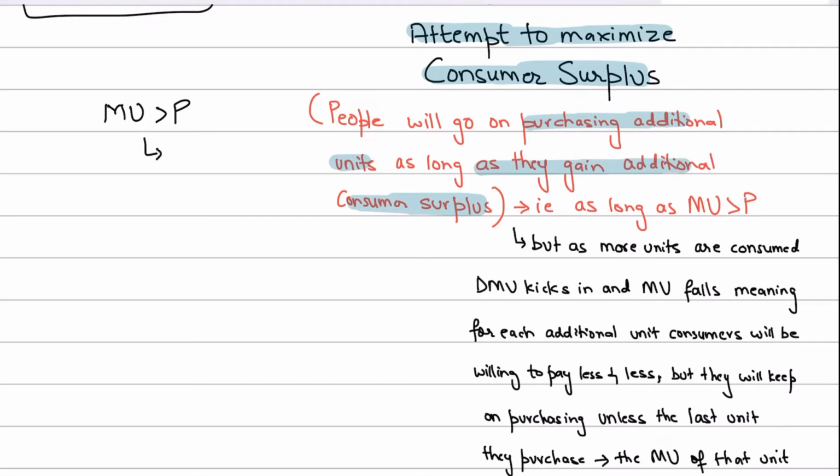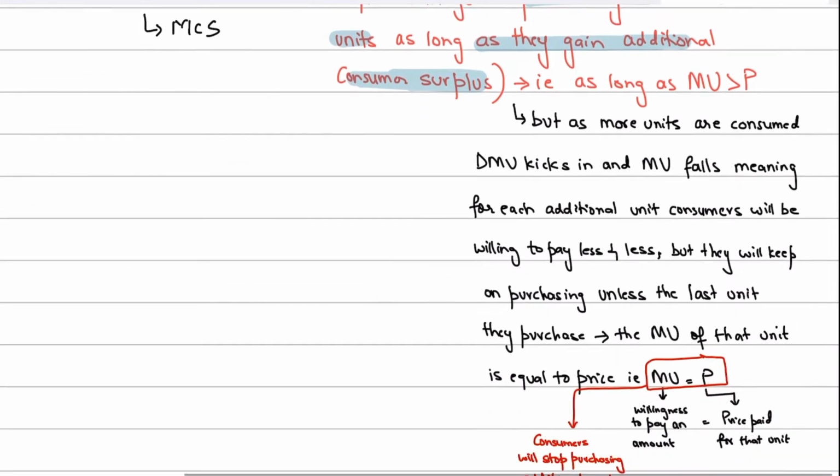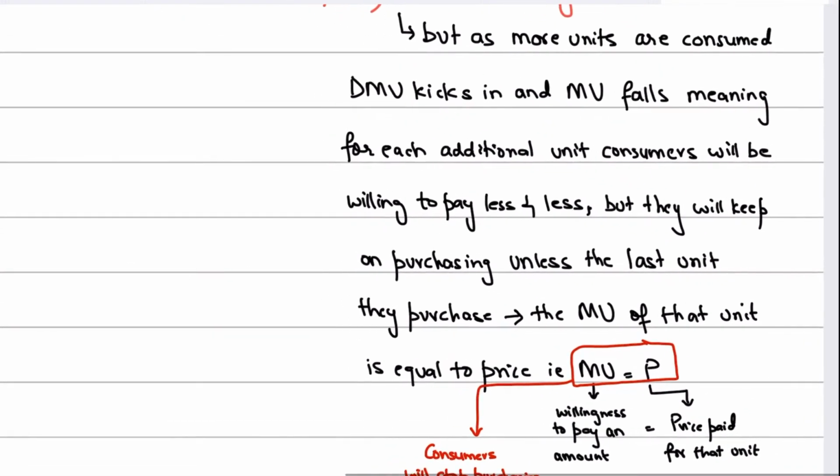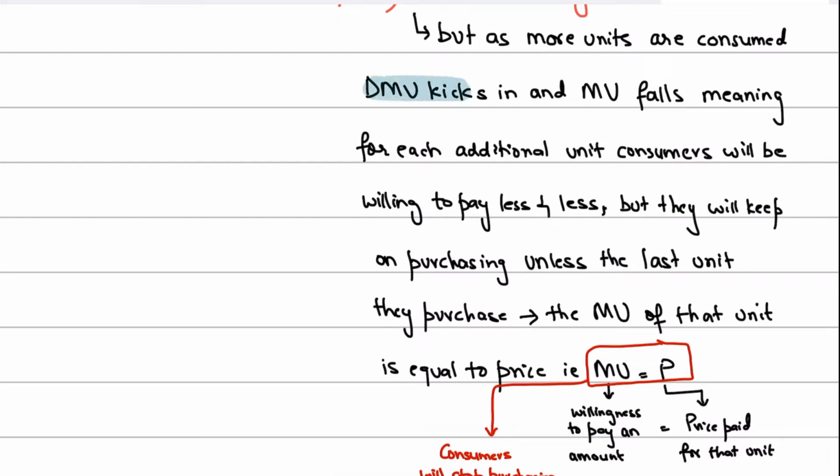So whenever this happens, obviously I would be gaining a marginal consumer surplus, right? But the problem is that as I consume more and more units, the diminishing marginal utility kicks in and my marginal utility starts to fall, which means that for additional units consumers will be willing to pay less and less. So for an additional unit, I will not be willing to pay more than I was willing to pay for the previous unit because of the diminishing marginal utility.